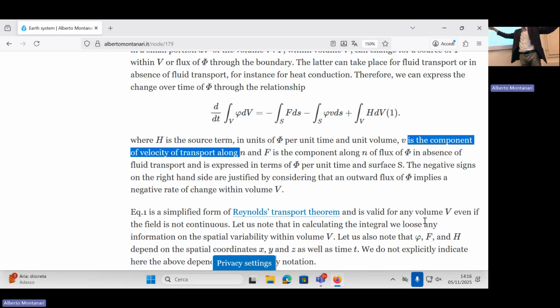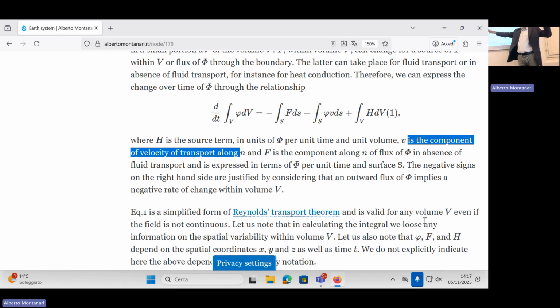Later on, I am forced to refer to the vectorial form. You will see, and I put the overbar. Without the overbar, F is the component along n of flux of P in absence of fluid transport. And this is expressed in terms of P per unit time and unit surface. Okay, so this is very simple, actually.